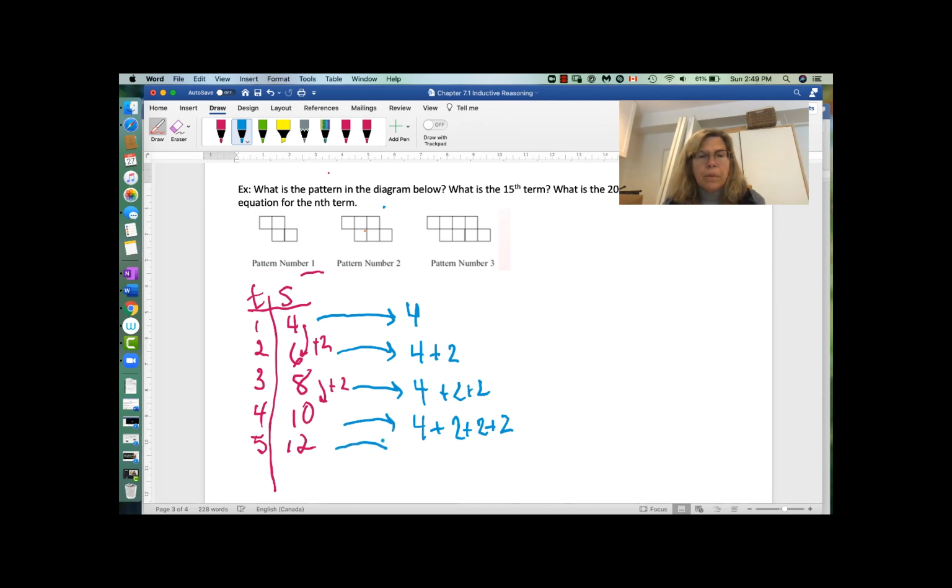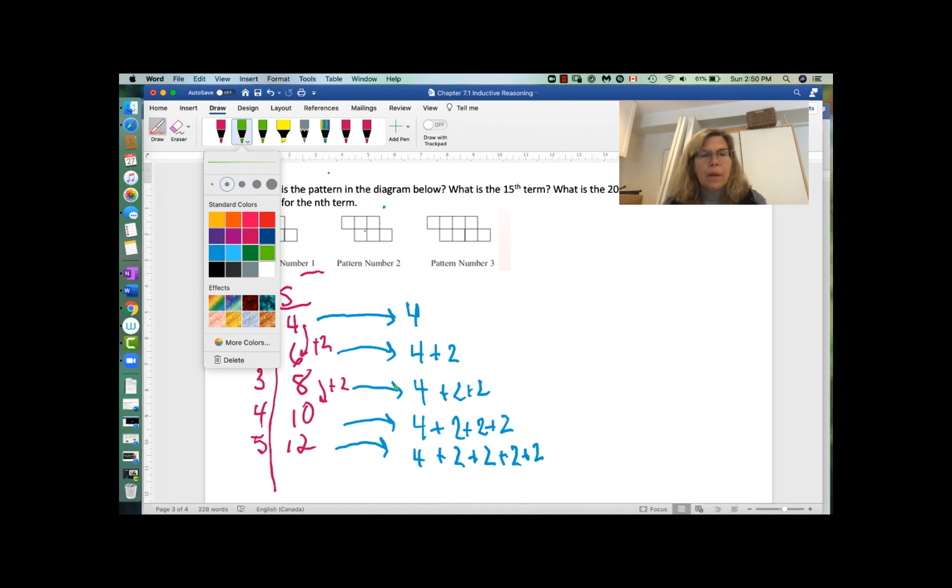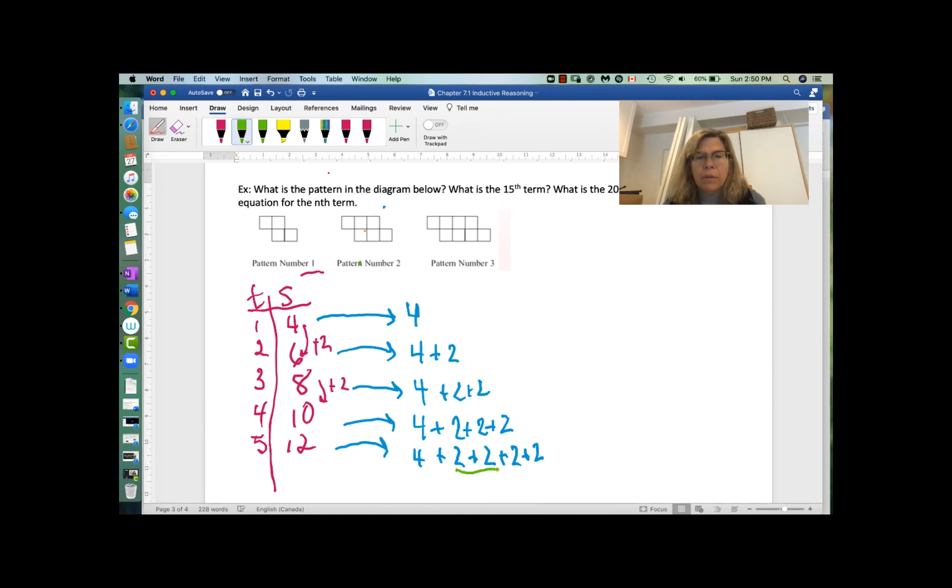And the fifth term is 4. And look at how many 2's I'm putting in here. So 12 is 4 plus 2 plus 2 plus 2 plus 2. So 4 plus 8, right? And if we look at that, then we see that the number of 2's is 1 less than the term. No matter where we go. This one here is 2 2's, and it's the third term. And 1 2, and it's the second term.